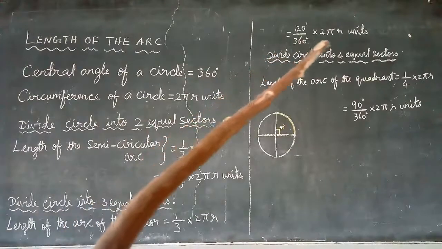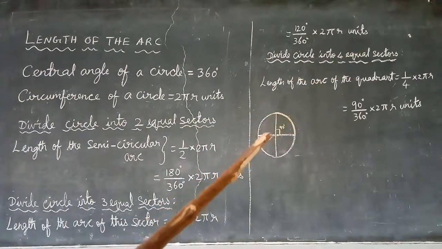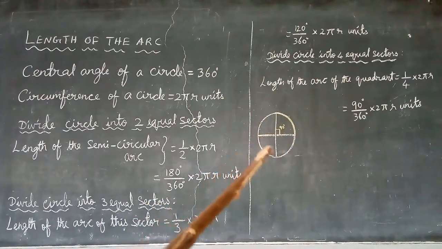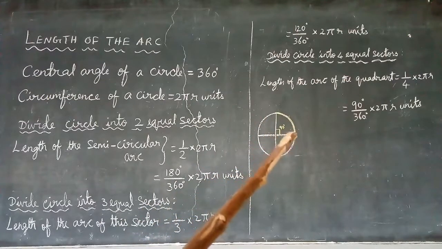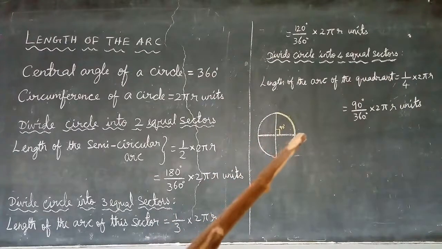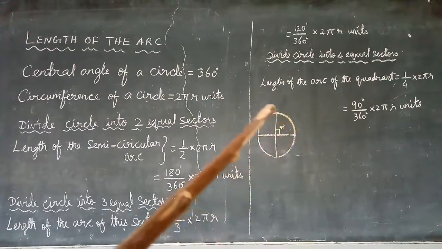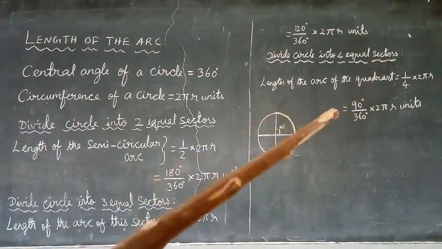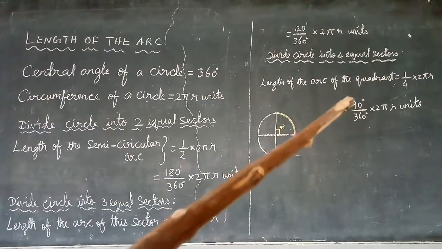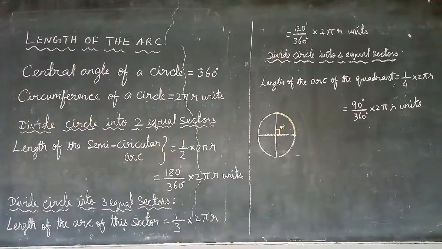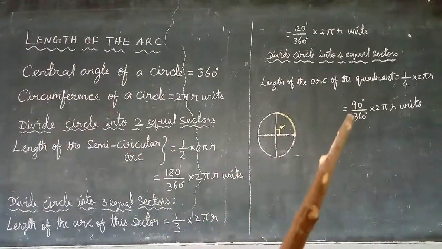Now we divide the circle into 4 equal sectors. Dividing into 4 equal sectors, each sector becomes a quadrant. We need to find the length of the arc of the quadrant, which is 1/4 of the circumference. The full circumference, 1/4 of it, is this length. How can we write 1/4? As 90/360. If you divide, you will get 1/4. Instead of writing 1/4, we can write 90/360 into 2 pi r units. This 90 is the central angle of a quadrant.